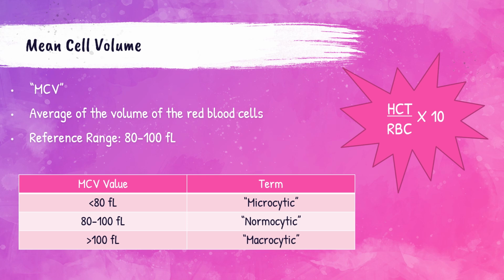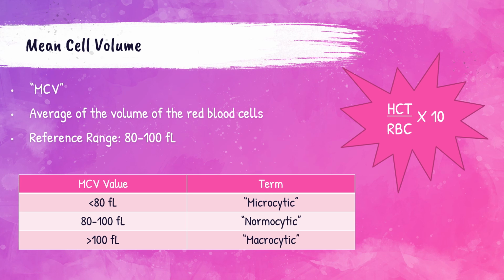So a normal MCV, which is again 80 to 100 femtoliters, is going to be describing normally sized red blood cells, and we call that normocytic. So normocytic red blood cells have a normal MCV and they're normal size. For an MCV that is abnormally decreased, so less than 80 femtoliters, we call those red blood cells microcytic, and they will appear smaller than normal. Now, for an MCV that is abnormally increased, so above 100 femtoliters, we will call these red blood cells macrocytic, and they will appear larger than normal.